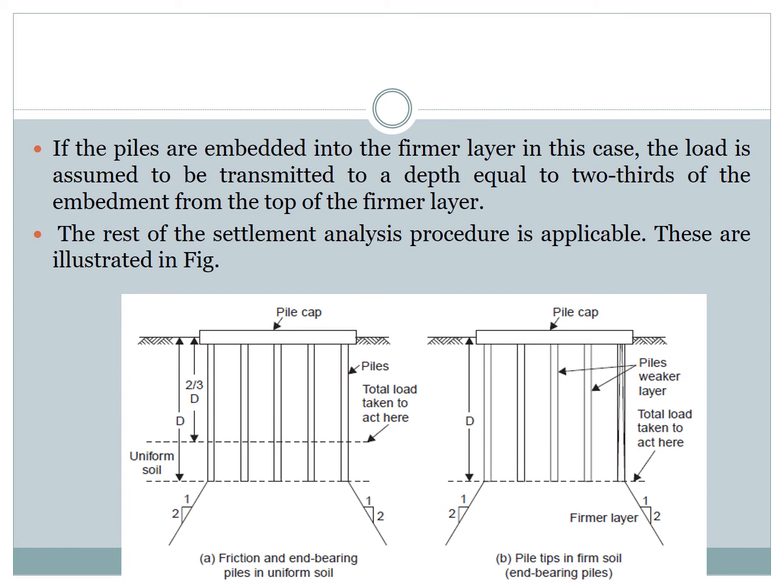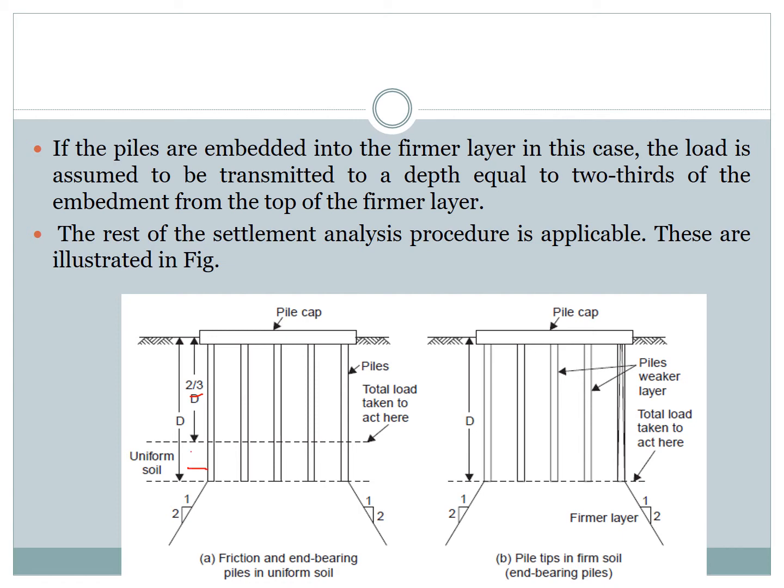So here is the diagram of how the load is acting for friction pile and for end bearing pile. As I told you, in the case of friction pile, the total load is assumed to act at two-thirds of the pile length, or the presence of the pile below this level is ignored.